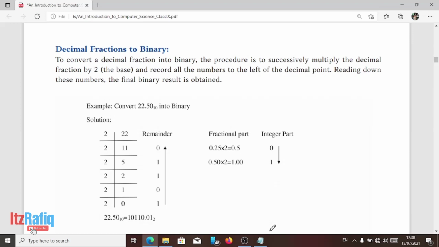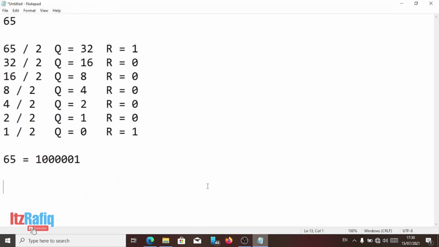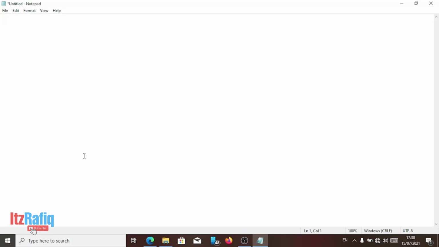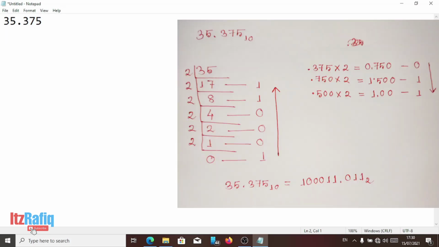So this is from your exercise, page number 30, question number D, 35.375. This question is given in the book. We have to convert this number into binary. This is a fractional number, so while converting a fractional number, we have to divide it into two parts. First I will divide the whole number by 2. First means I will convert the 35.